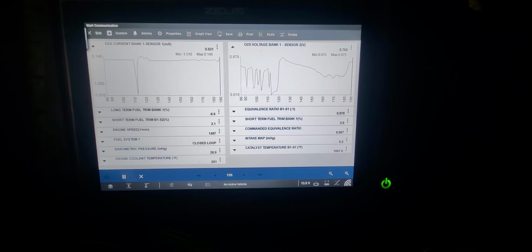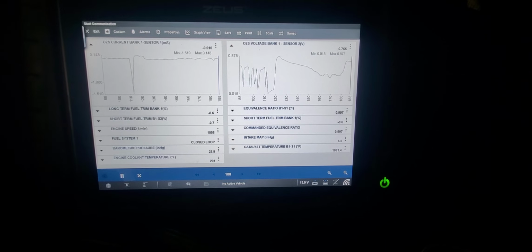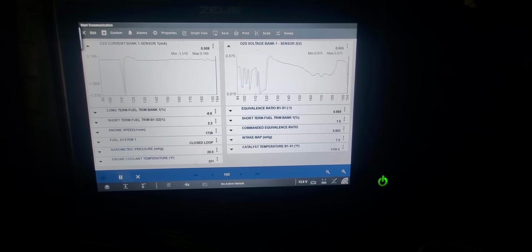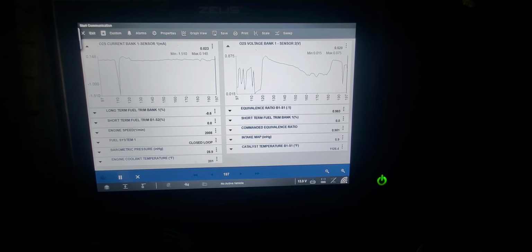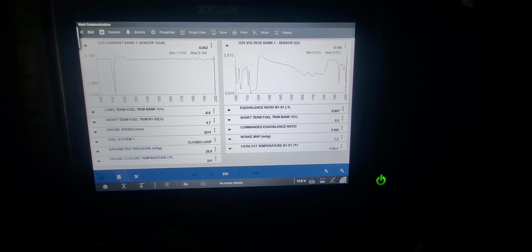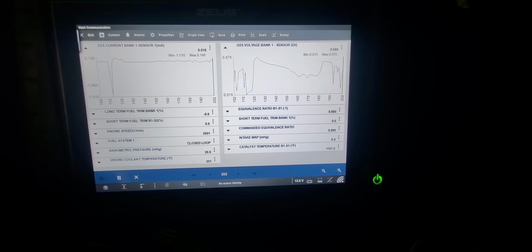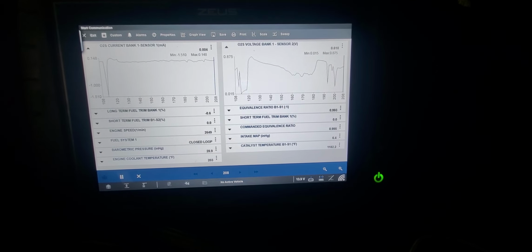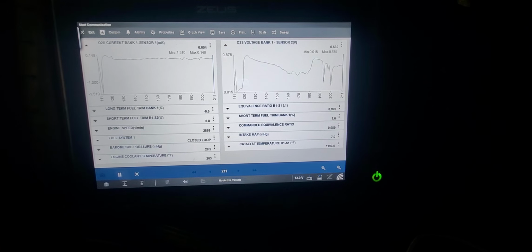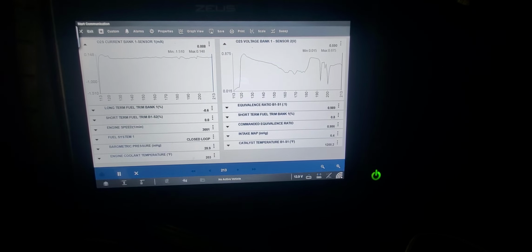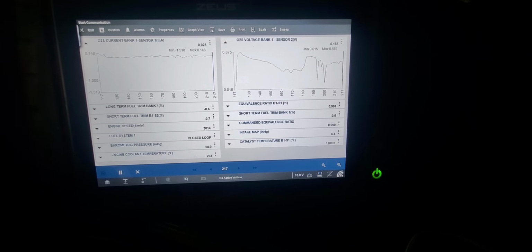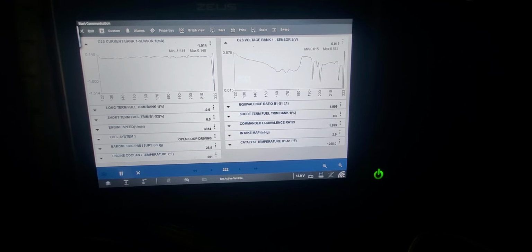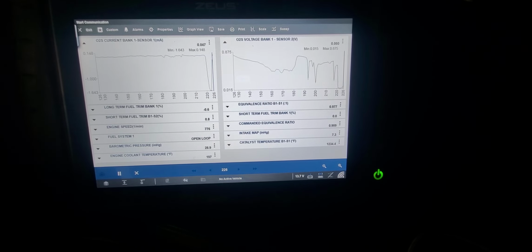So you can see the RPM, 1000, 1500 right now. Let's go 2000. Let's go 2500. 3000. Now I'm going to blip the throttle. Went to open loop and went back to closed loop.